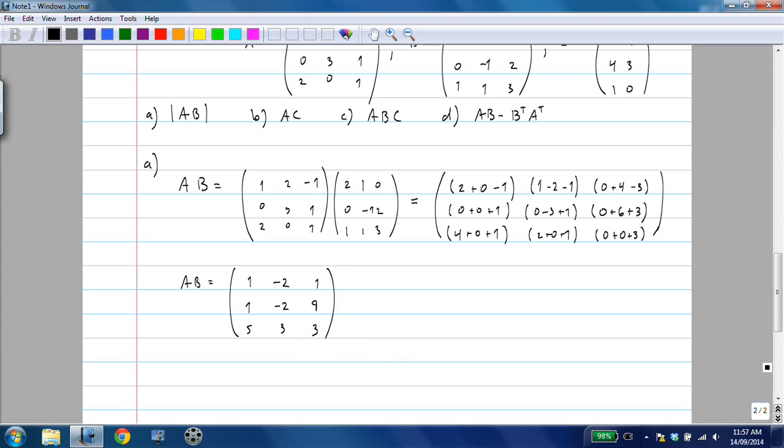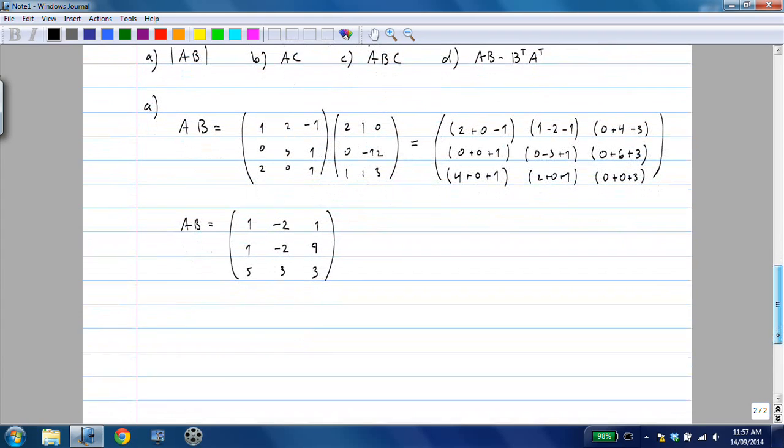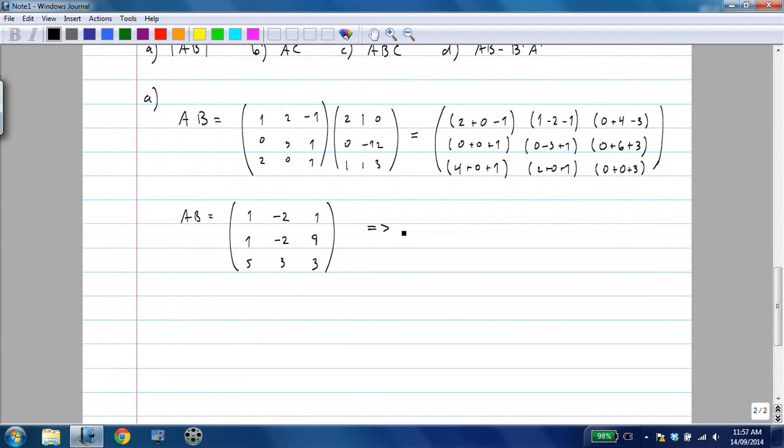Now we want to find the determinant of AB. So we'll go here, AB. This just means determinant. We want to write it like this. We're going to have 1, minus 2, 1, 1, minus 2, 9, and 5, 3, 3. So this is the exact same process as we do with cross product.